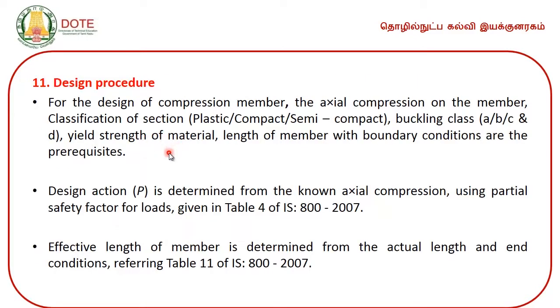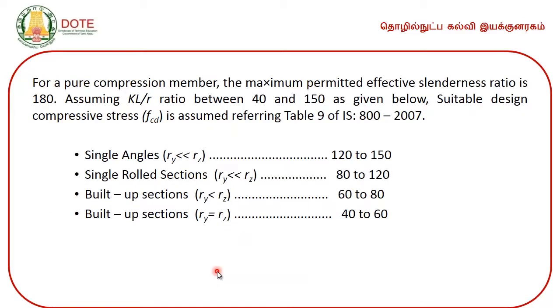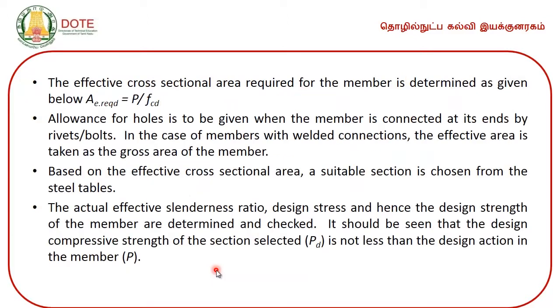Again, the design procedure for the design of a compression member: classification of the section is very important, that is the first point; the second point is design action; the third point is effective length; and the fourth point is slenderness ratio. Then calculate the effective cross sectional area, or approximate area required, by dividing the design load by its design compressive stress.